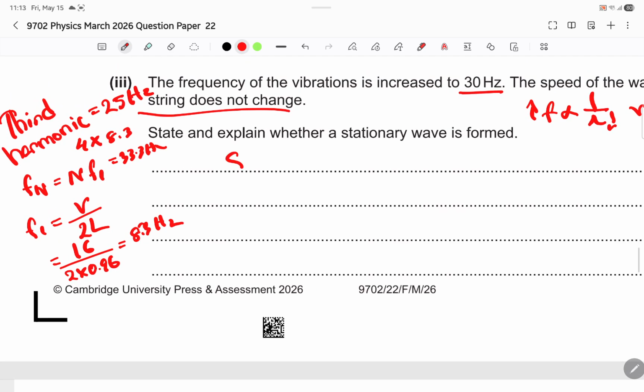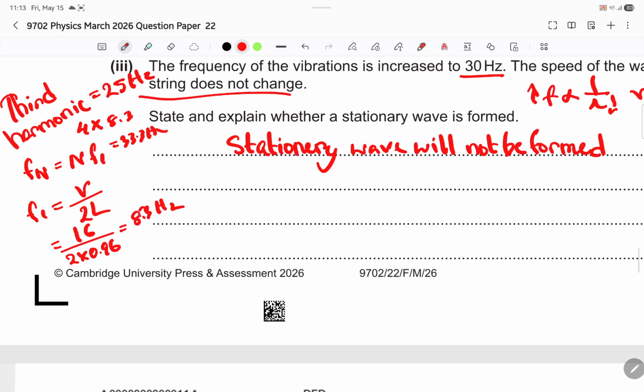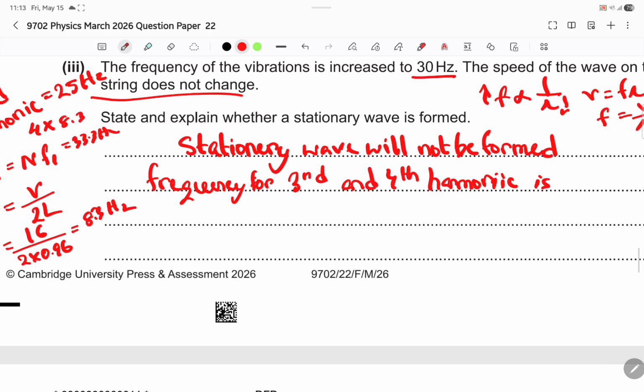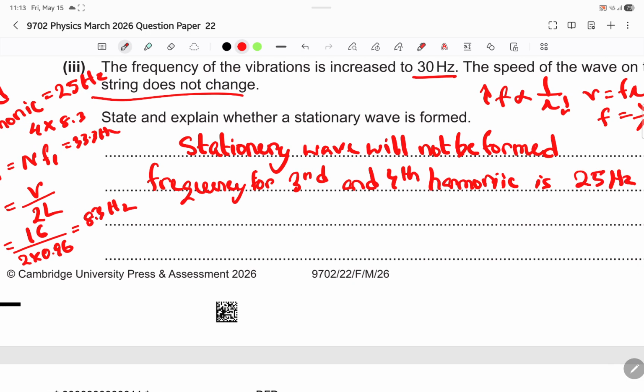So the stationary wave will not be formed, because the frequency for the third and fourth harmonic is 25 hertz and 33.3 hertz. Hence 30 hertz harmonic cannot be formed.